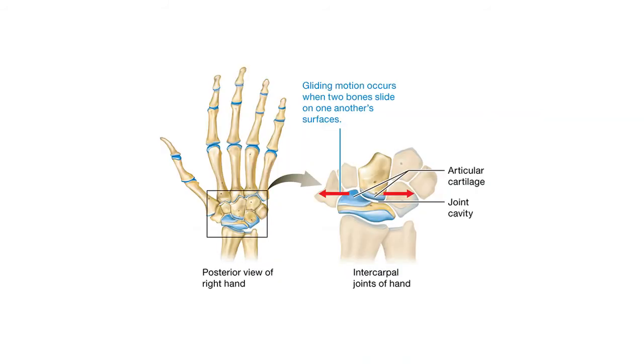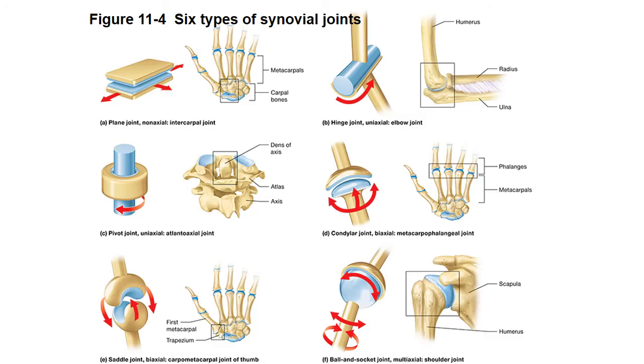Next slide. Looking at the gliding motion that occurs when you have two bones glide across each other's surfaces. So you have articular cartilage and the planar surfaces. They're fairly flat surfaces. Next slide.